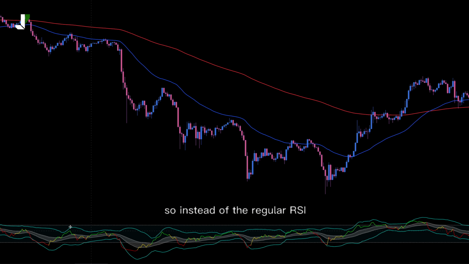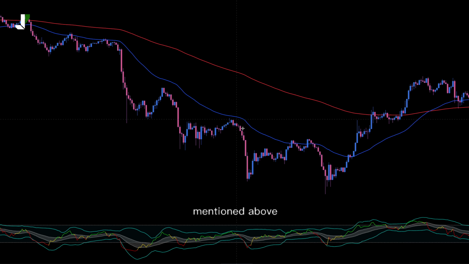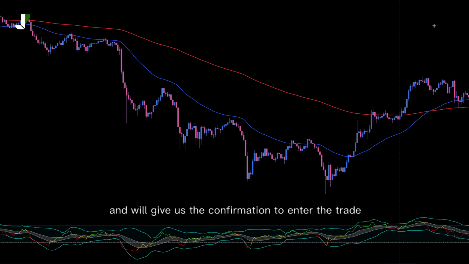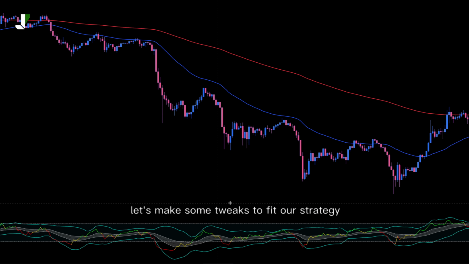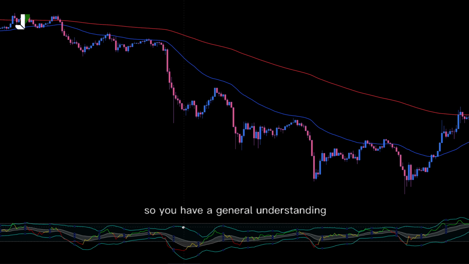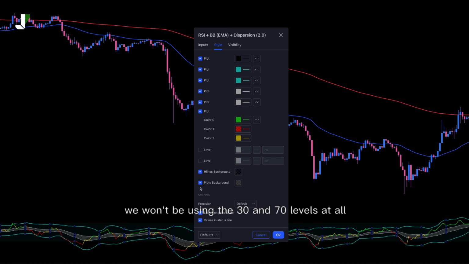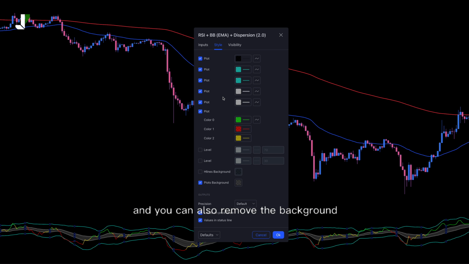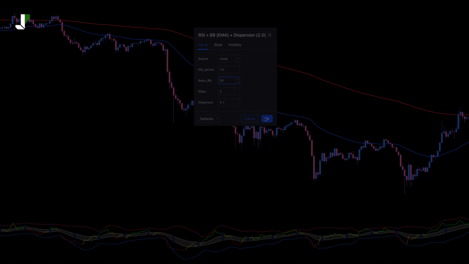So instead of the regular RSI, we'll use this 3-in-1 indicator, which combines 3 different types of information mentioned above, and will give us the confirmation to enter the trade. Let's make some tweaks to fit our strategy, and later I'll explain how it works so you have a general understanding. We won't be using the 30 and 70 levels at all, so let's remove them in the style section, and you can also remove the background. Next, head over to the settings and change the basis period to 50.